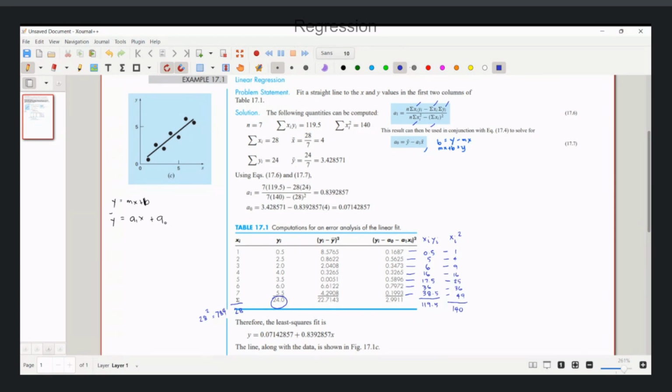Okay, so we can solve for A1, right? Here, n is 7. So that's 7 times the summation of x sub i multiplied by y sub i, which we multiply first and then sum. Minus the summation of x sub i alone, which is 28, multiplied by the summation of y sub i, which is 24. Divided by n, which is 7, times the summation of x sub i squared, that's 140, minus the square of the summation of x sub i, 784. So that would yield 0.8392857.